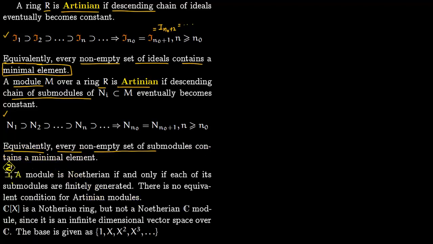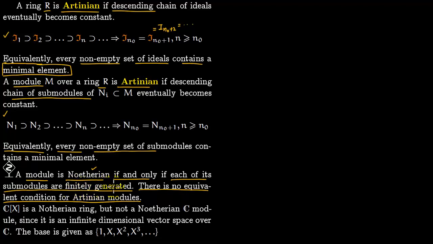Now we talk about an important distinction between Noetherian and Artinian rings and modules other than being descending and ascending. So a module is Noetherian if and only if each of its submodules is finitely generated. There is no such equivalent condition for Artinian modules. So for Noetherian you have this finitely generated condition, but for Artinian you do not have it. So Noetherian are much more useful than Artinian because you can prove a lot more things because of this finitely generated condition.